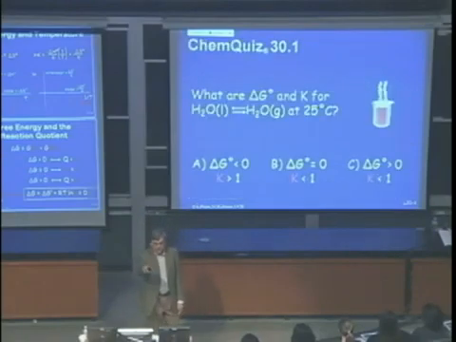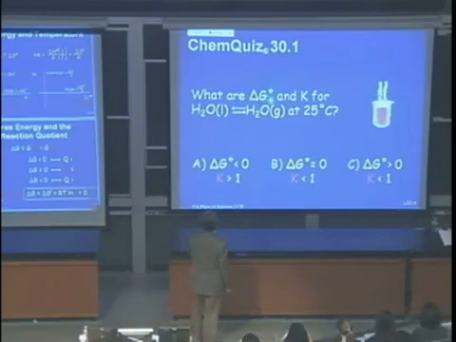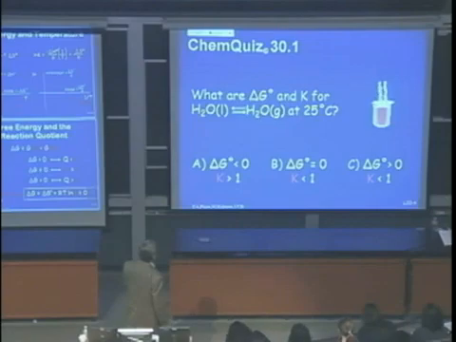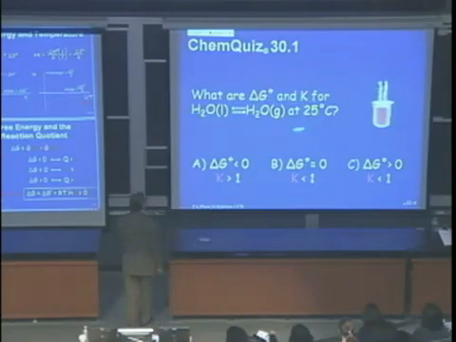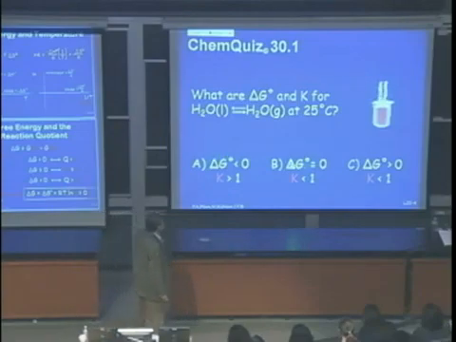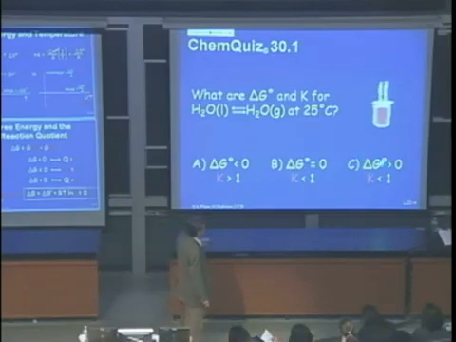Why don't we give it a shot here and see how well we are doing? You have delta G naught and K, and we have that reaction here. Water in liquid form is in equilibrium with water in gaseous form at 25 degrees. What is delta G naught and K for that reaction at 25 degrees? So is it A, delta G naught is smaller than 0 and K is larger than 1? B, delta G naught equals 0 and K is smaller than 1, or C, delta G naught is larger than 0, and K is smaller than 1?